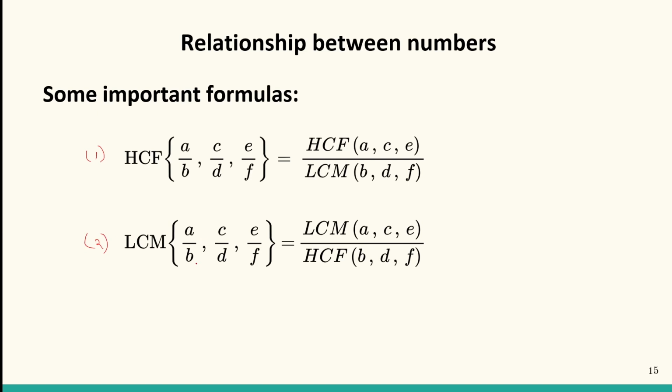And LCM of A by B, C by D and E by F is equal to LCM of A, C, E whole by HCF of B, D, F. So also you can see here that the roles are just swapped, and all the other things remain the same. So you can also remember these two by comparing. All you need to do is practice one and you will get the other one, because what happened was only LCM and HCF were swapped.